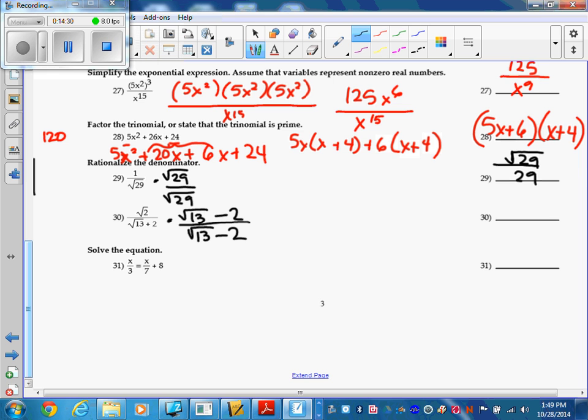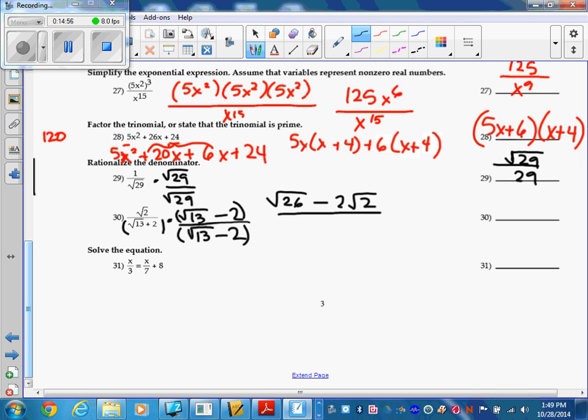So we distribute the top and FOIL the bottom. So the square root of 2 times the square root of 13. Remember, you can multiply these when they're not like terms. So that would be the square root of 26. The square root of 2 times negative 2 is negative 2 square roots of 2. The difference is these are both inside. There's an inside and an outside.